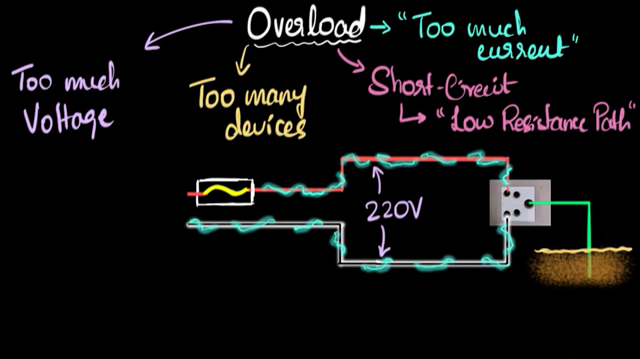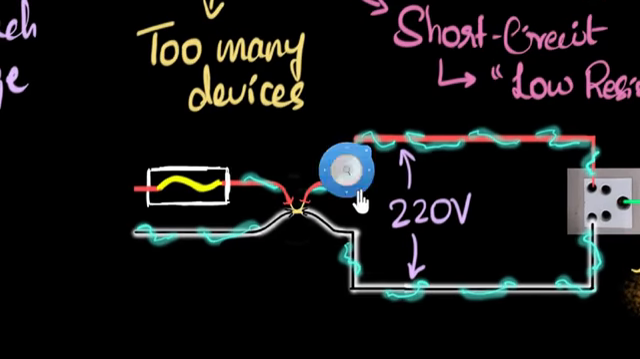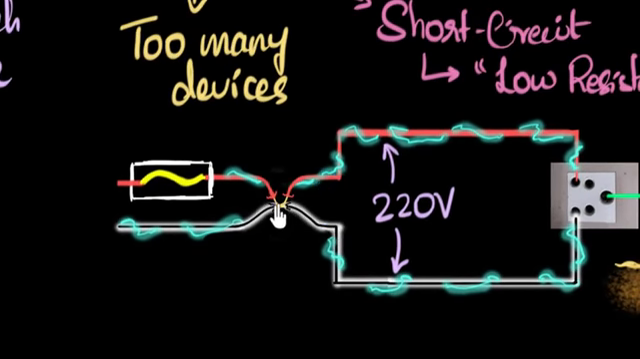But now imagine somehow the live wire and the neutral wire lose their insulation and start touching each other. Let's say something like this happens. Let me zoom in over here. This is where they have lost insulation and the wires are touching each other. Now notice, there is a path from the live to neutral over here. Current can flow like this.